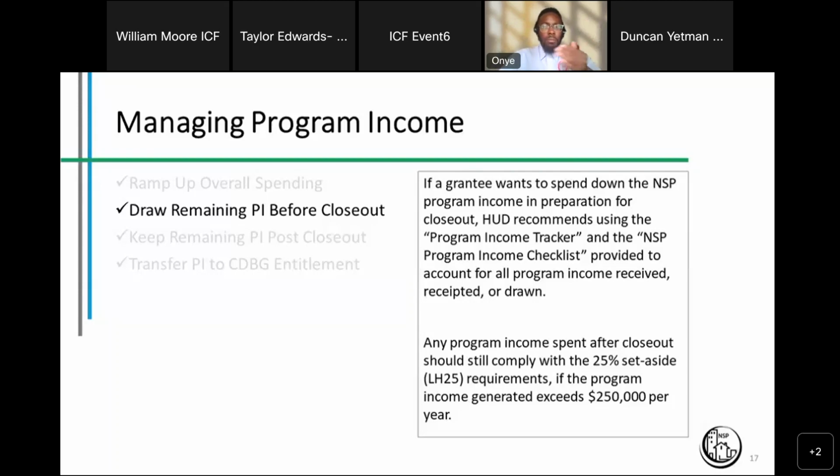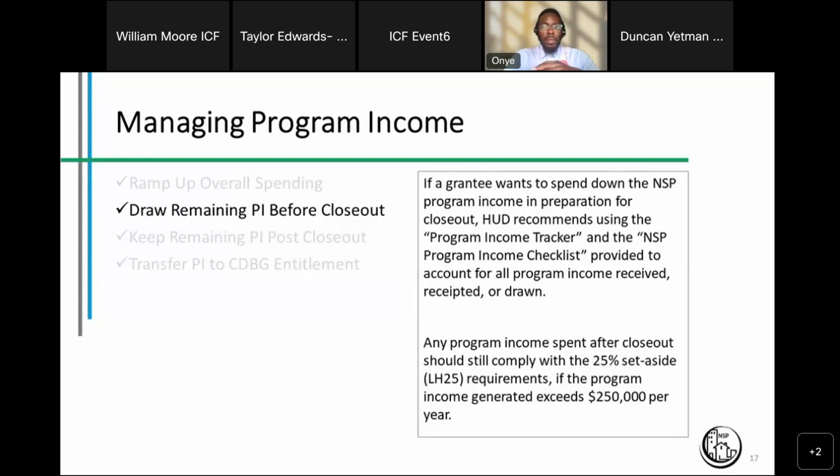These tools are meant to help you to account for any outstanding program income received or receipted, but not yet actually drawn down. So again, it allows you to really look at the math, like what is it that we need to address in terms of program income. But also, going back to what we talked about earlier, the checklist will ask you specific questions that will allow you to do your investigation and due diligence in order to figure out, okay, what can be done to address that program income.